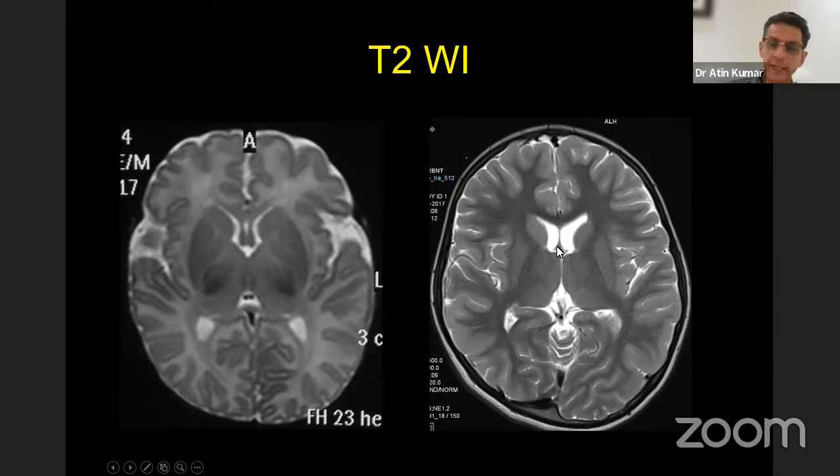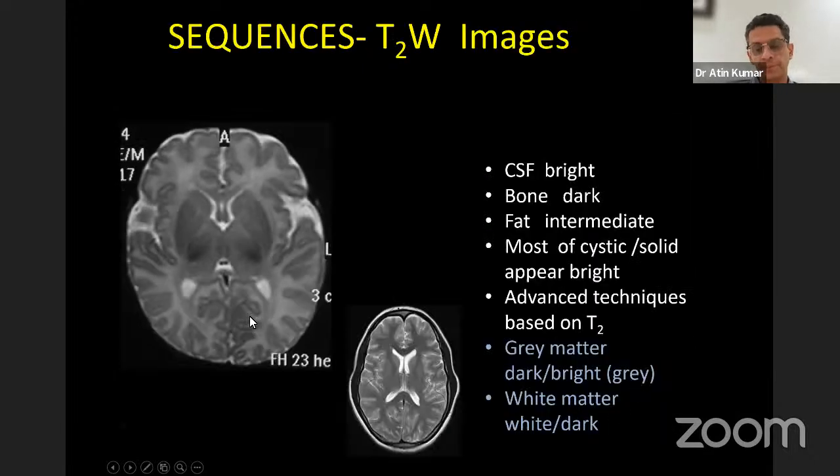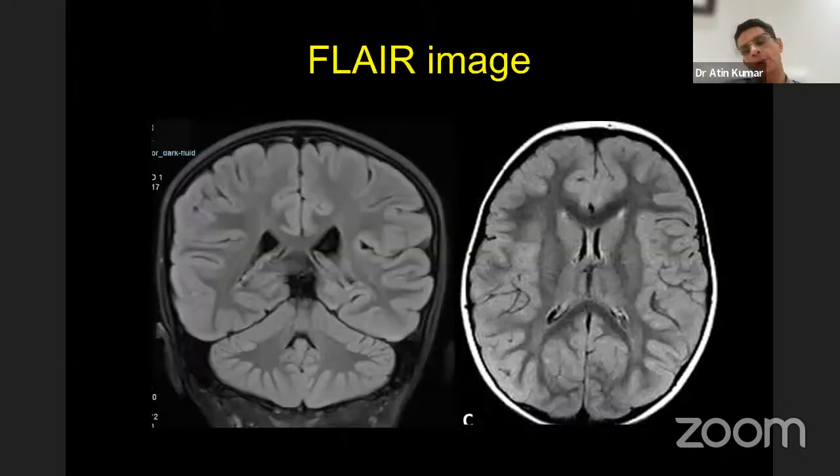So if you're getting confused, just look at the CSF. If the CSF is bright, it is a T2 weighted image. And in a neonate, 1 month, 2 month, 3 month, 4 month, 5 month, whatever you're looking at, the white matter will appear bright on a T2 weighted image. And I've told you already, most of the pathologies are better visualized on a T2 weighted image. There are some exceptions to this rule. I'll show you as you go along in examples, but for practical purposes, T2 we use for looking at and characterizing the various pathologies.